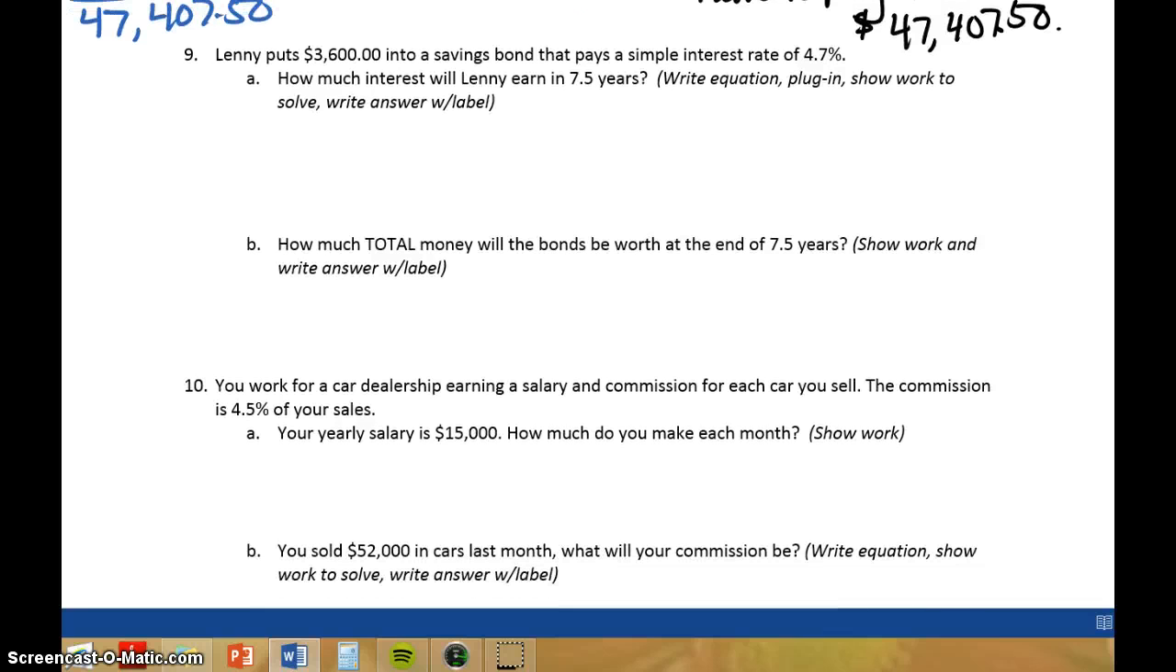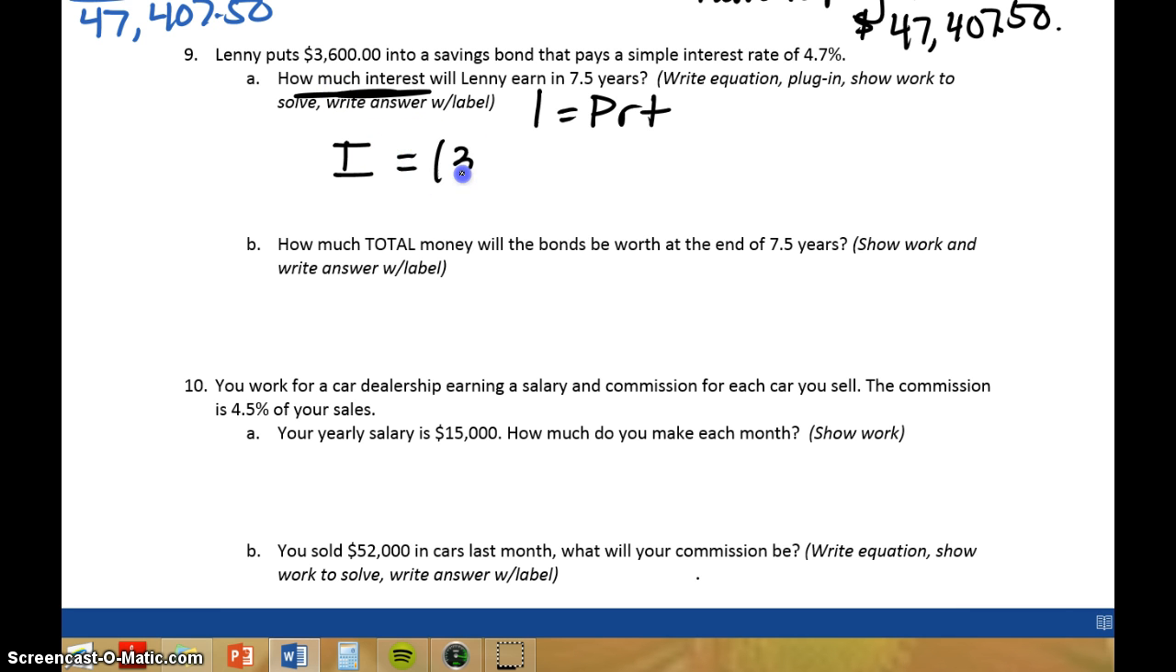Now number 9, Lenny puts $3,600 into a savings bond that pays a simple interest rate of 4.7%. So what we're doing is he's investing some money, and he's going to get paid 4.7% on top of that $3,600 that he invested. So we're trying to figure out for A, how much interest will Lenny earn in 7.5 years? So I want to write the equation. Again, it's I equals PRT. We're going to plug in what we know. So we're trying to find simple interest. That's what it's asking us right now. How much interest? So our I is the unknown.